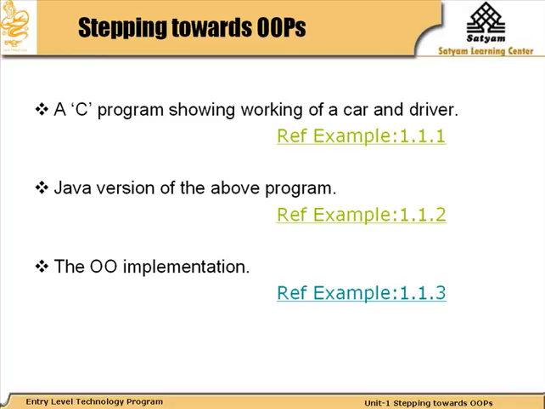Car and driver share an association relationship. Now let us see how to implement an association relationship in Java. For more information on association, I suggest you read any object-oriented design and analysis book.